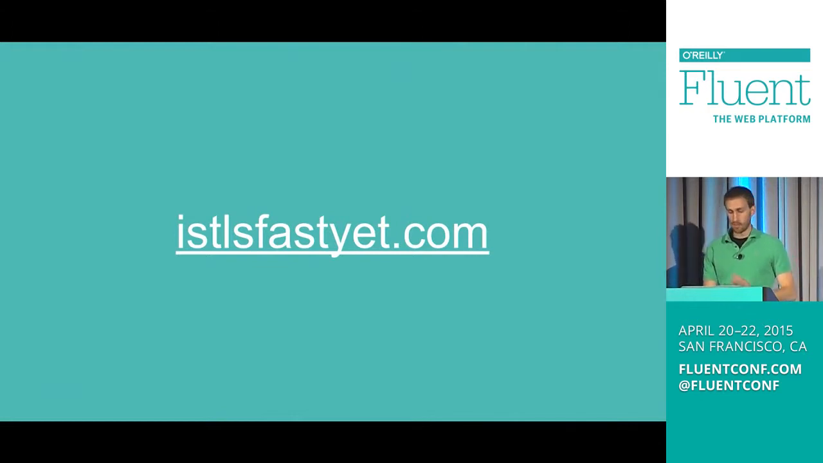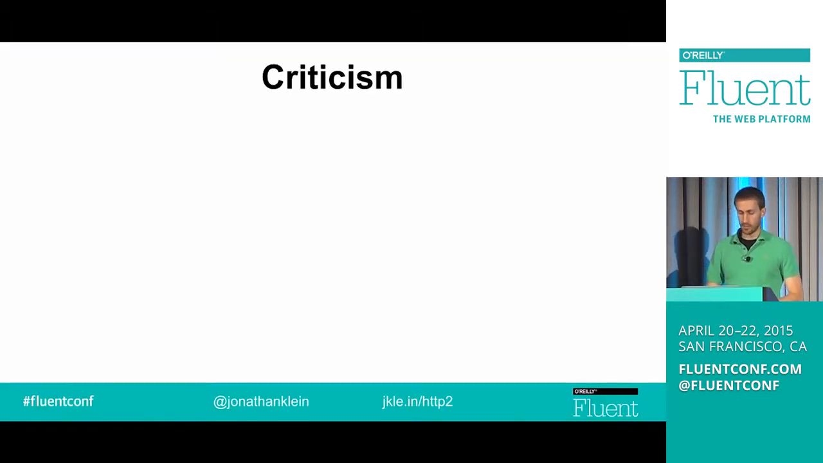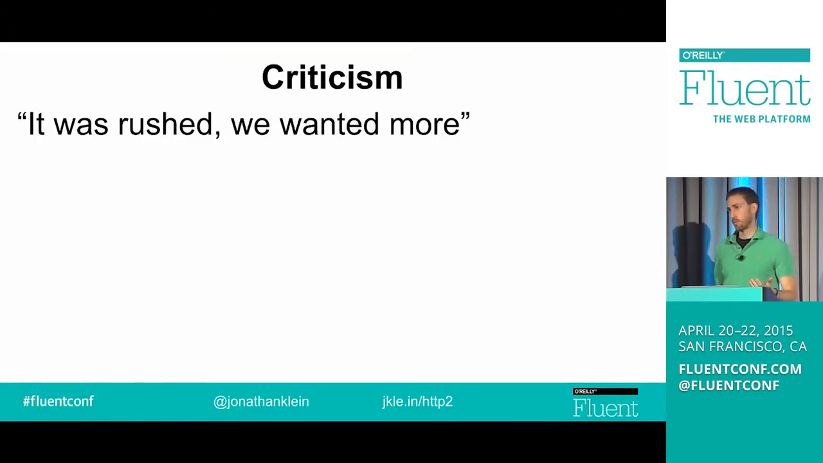So far, it's kind of been all puppies and rainbows with H2. So there are a few things that people criticize it for that I'd like to just quickly cover. One thing you'll hear a lot is it was rushed and we wanted more out of the protocol. If you're going to do a major version bump of HTTP, why don't we put more things into it, right? Why do we only get these four main benefits of multiplexing, header compression, request prioritization, and server push, right? Some people want a lot more.